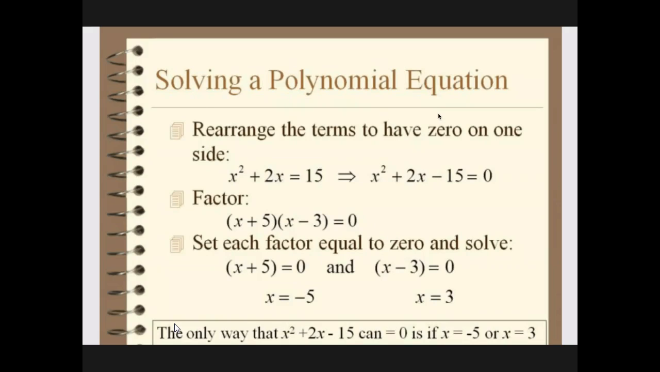Okay, there are several ways we can solve a polynomial equation. One way is to rearrange the terms to have 0 on one side. The other way is to factor. When we factor them, we set our factors equal to 0.